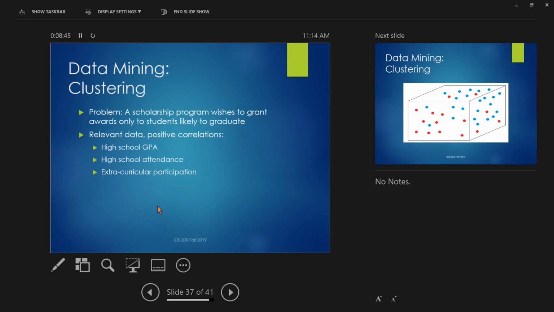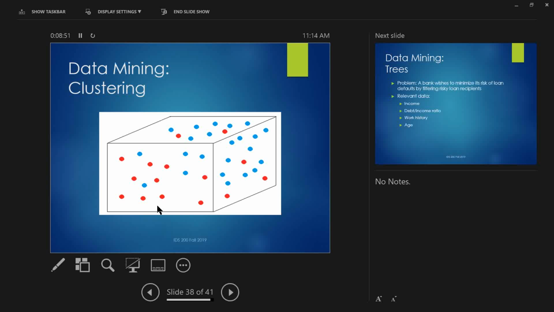All right. Next thing, clustering. The idea with clustering is basically you map all your data to some kind of multi-dimensional space, and you try to essentially draw a line through it so that most of the things on one side of the line are the same kind, and most of the things on the other side are the same kind.